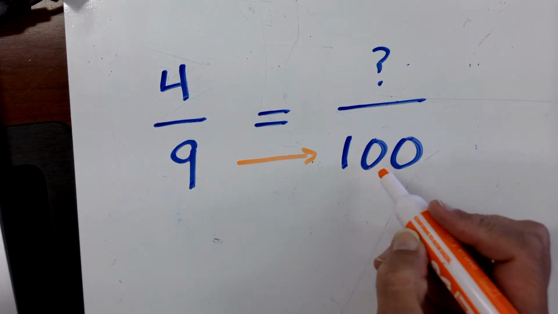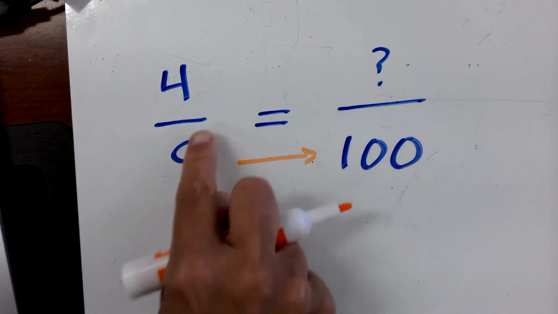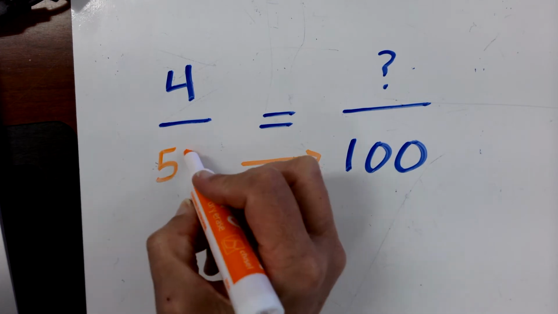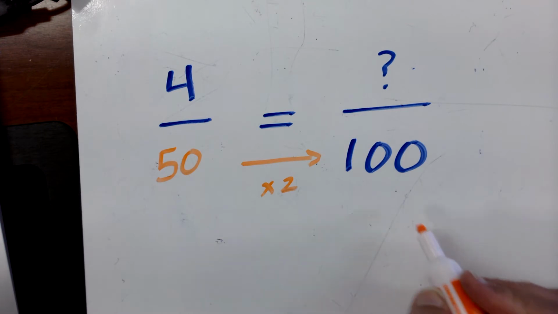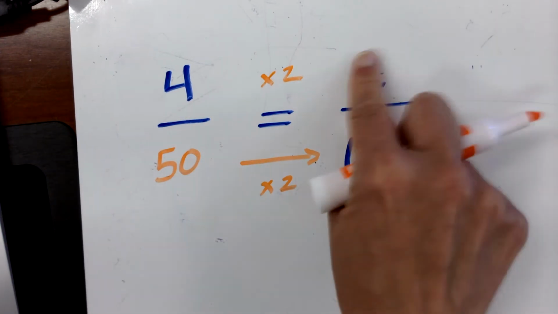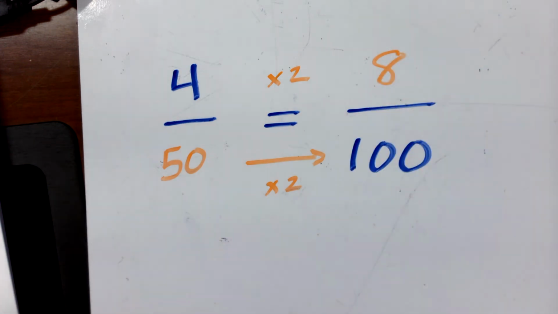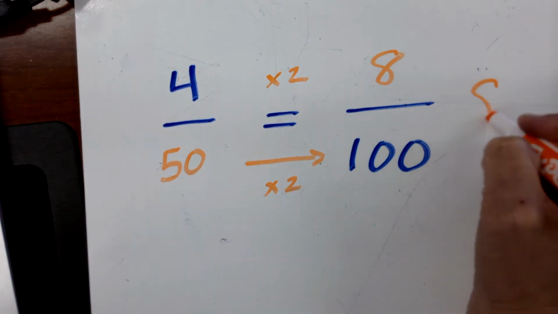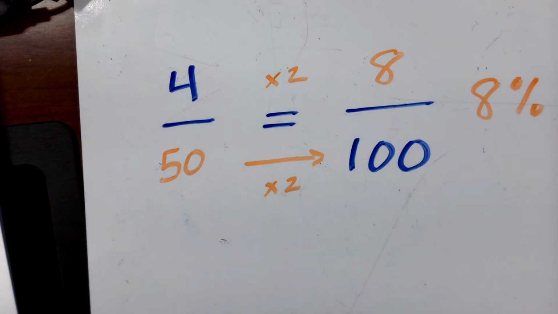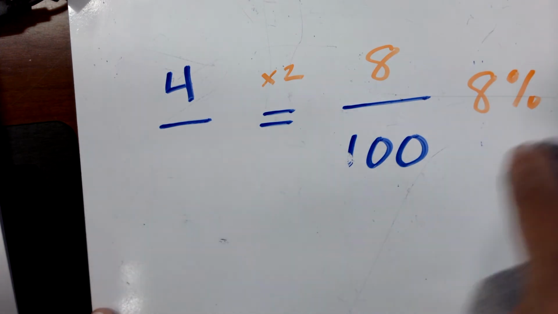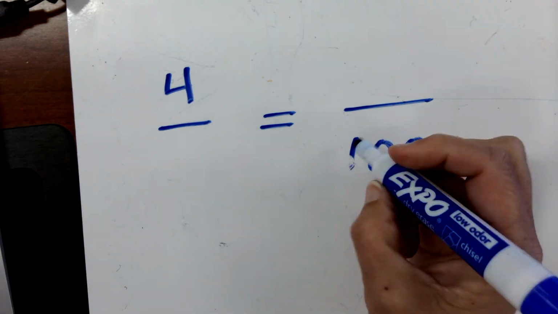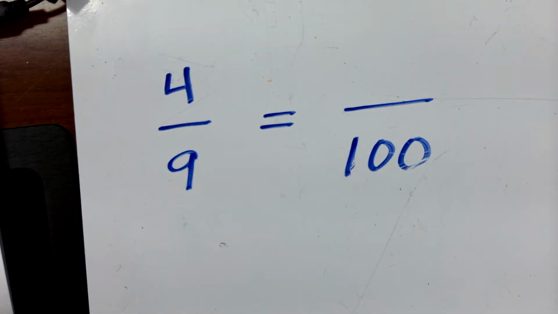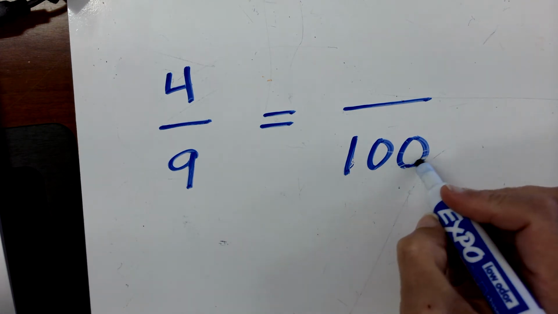Sometimes there's a nice easy number that jumps out. If this were 50, for example, you would just say, oh, I'm just going to multiply times 2. And I can do the same thing to the 4. So 4 out of 50 is the same thing as 8 out of 100, and that is 8%. Unfortunately, 9 doesn't work that nicely for us. So this is a great method. It's not necessarily the easiest method for this problem because 9 doesn't go easily into 100.